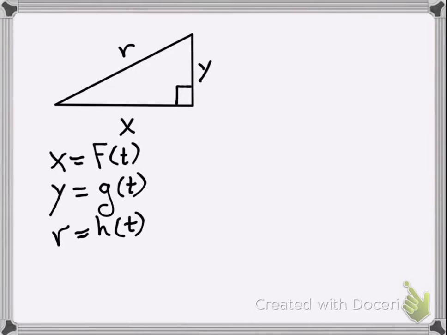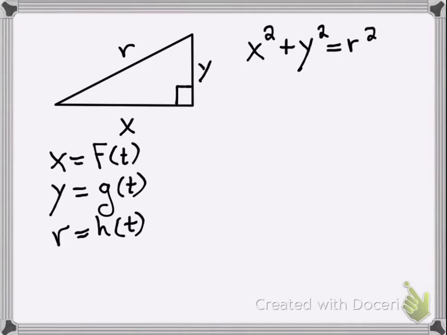So we are understanding that these are all functions of time. Now, we don't know explicitly how they're related to time. All we know is that they are related to time. Now, one thing that ties all three of these variables together in this right triangle is the Pythagorean theorem. So we can say that x squared plus y squared equals r squared. And so we know that that is absolutely true.